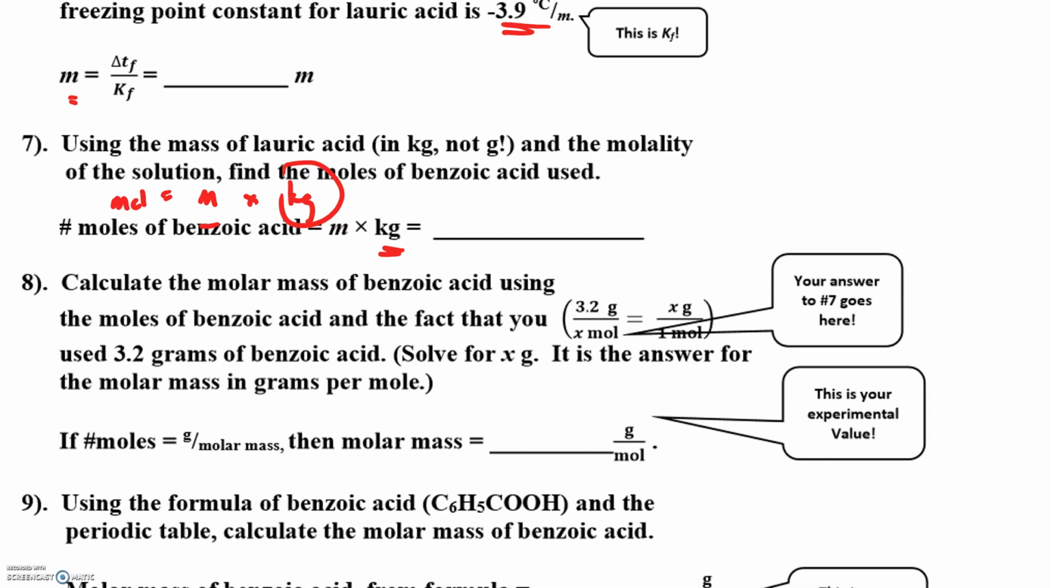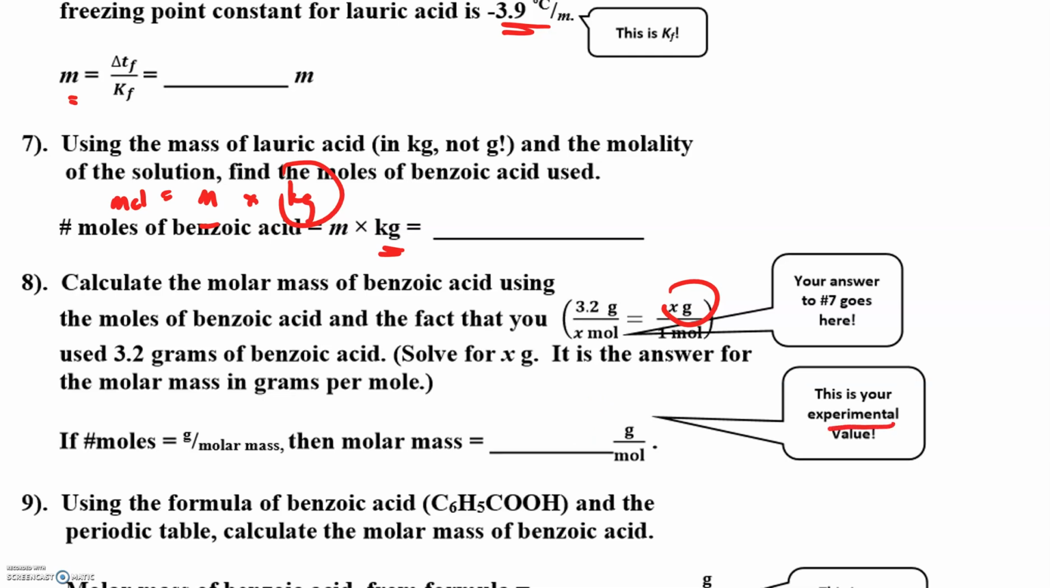And if we know that we added 3.2 grams of benzoic acid, how many grams per mole is benzoic acid if we know that there are 3.2 grams for this many moles? So you're going to solve for X grams here, and that is your answer to this part here. This is the molar mass of benzoic acid in grams per mole.